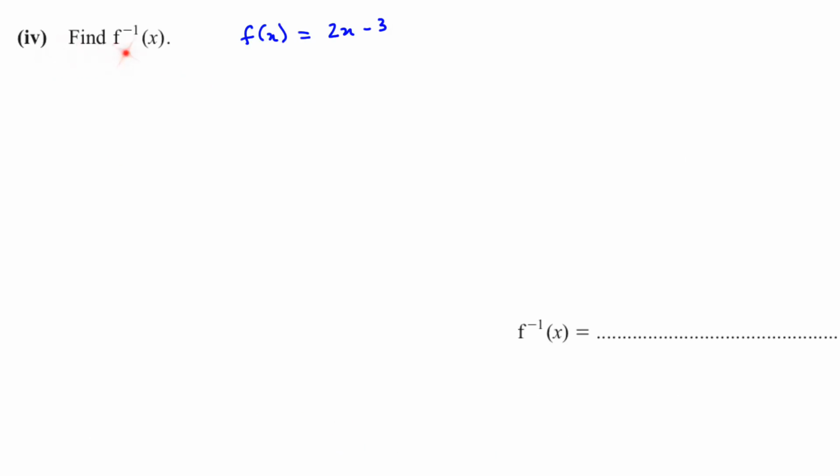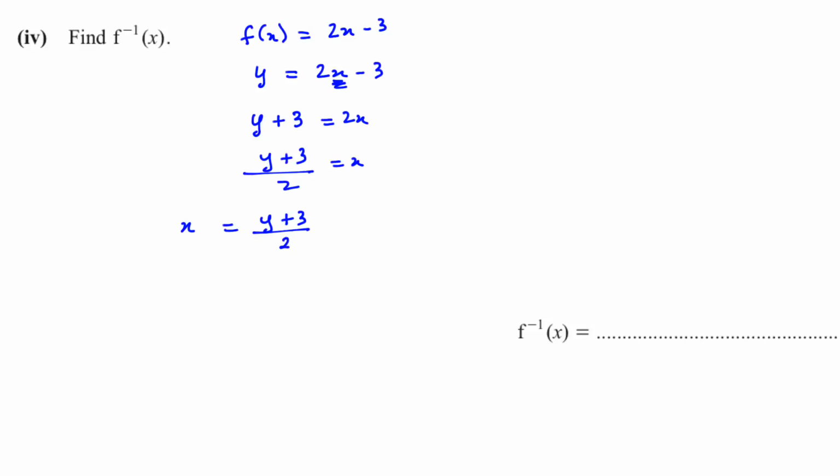In part 4, find the inverse of f. f of x is equal to 2x minus 3. When you want to find the inverse, change the f of x to y. And then remember that you have to make x the subject. The negative 3 when you bring to this side will become positive 3, divided by 2. Your subject should always be on your left hand side. So x is equal to (y plus 3) over 2.